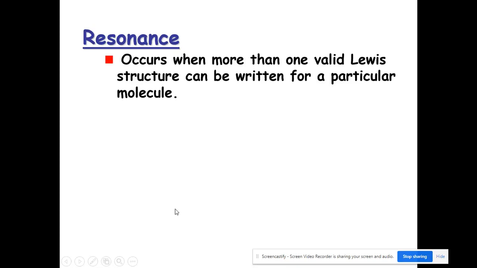Let's go over one thing that probably came up in your mind when we were going over the homework today. If you looked at your structure for ozone, some of you probably noticed that it looked different from the one on the answer key. It probably also looked different from your classmates' structures. This is a situation where there's more than one valid Lewis dot structure that can be written for a particular molecule, and this is called resonance.